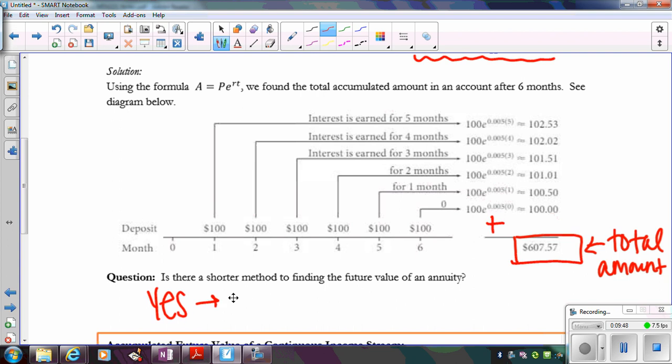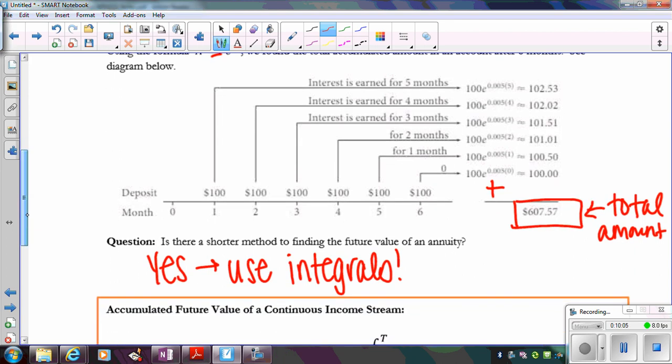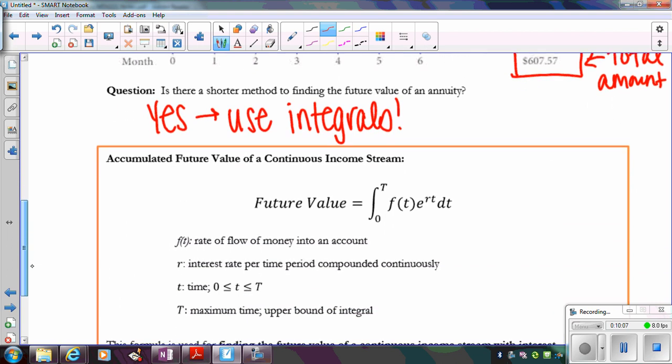So that's kind of how this is tying together. So we can use integrals. That means instead of using our one-time investment formula with interest, that PERT formula, we can integrate that formula. So here's what it looks like.